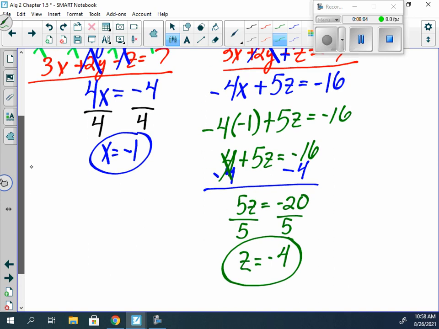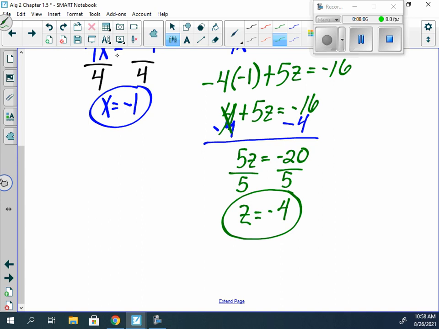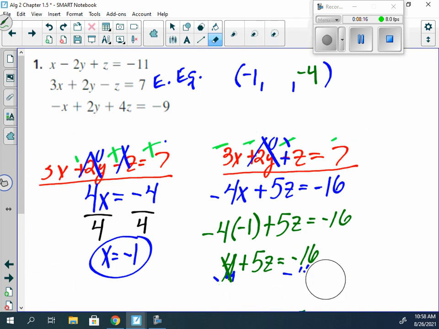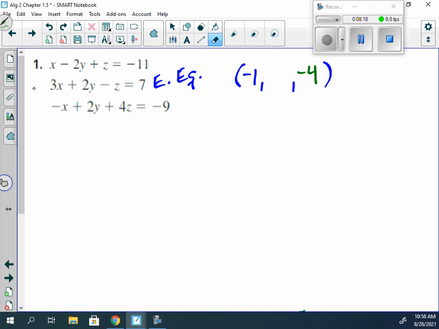Okay. So negative 4. What's the only thing we're missing? Erase this here to make more space. Now we just need to plug these two values into one of the three equations to solve for the value of y. Which one do we want to use?